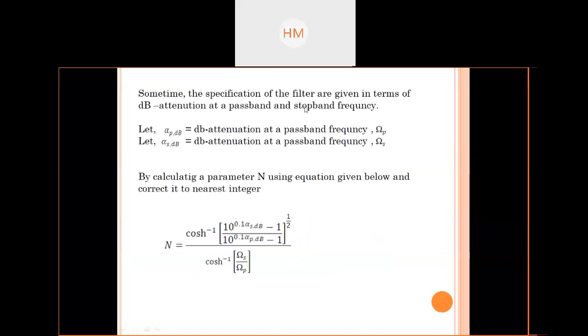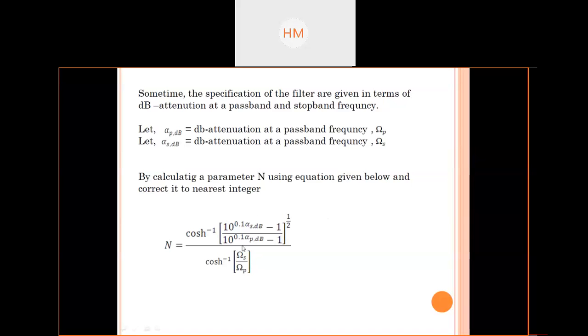Sometimes the specifications of the filter are given in terms of dB attenuation at a passband and stop band frequency. So what we have to do at that time, we have to use this equation. If attenuation is given in decibels, then let alpha p dB and alpha s dB be given to you at Ωp and Ωs. Then we will find parameter n using the equation given below and round it to the nearest integer. So write down this third formula in your copy: 10 to the power 0.1 alpha s dB minus 1 upon 10 to the power 0.1 alpha p dB minus 1, to the power half.